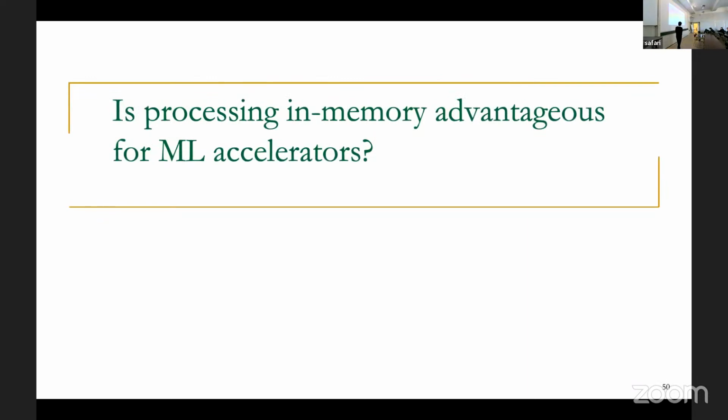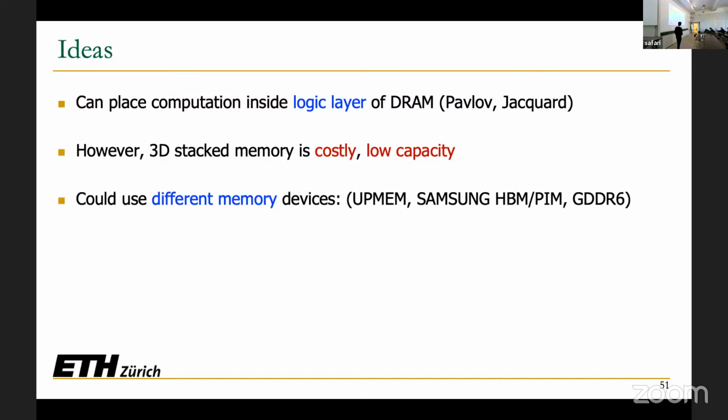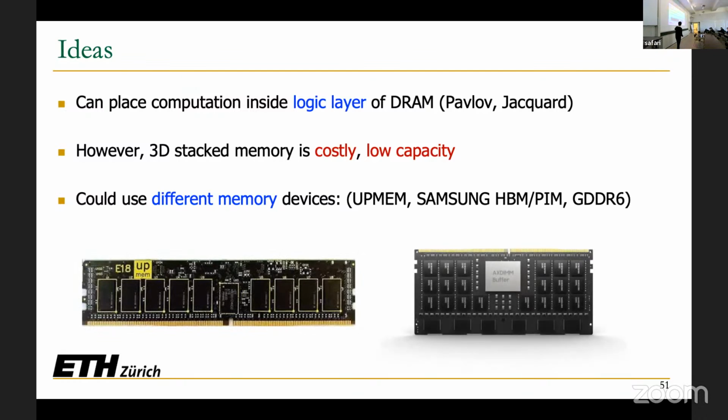Next discussion point: is processing in memory advantageous for machine learning accelerators? Any thoughts? Well, we can already place some of the computation logic inside the logic layer of DRAM. For example, Pavlov and Jacquard already do that. But 3D stacked memory is costly and low capacity. So instead, we could use different memory devices like UPMEM or Samsung's high bandwidth memory processing-in-memory device, or GDDR6, where UPMEM looks like that, and then Samsung's device looks like that.